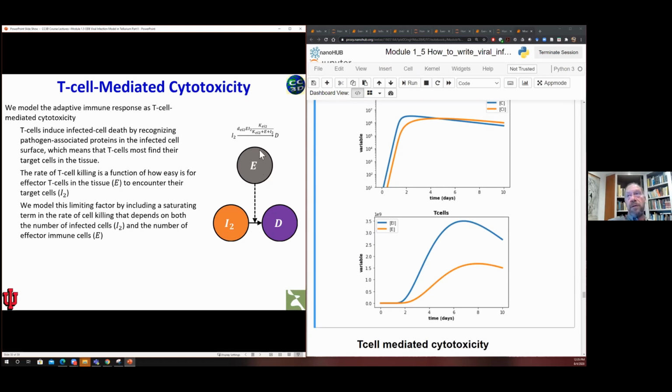In this case, we're picking a particular rate law, and that rate law is saturated in the number of infected cells, I2, but it has a slightly different form. Instead of I2 divided by E in the denominator, we have I2 plus E in the denominator. And one could try both of those forms and see which one makes sense.